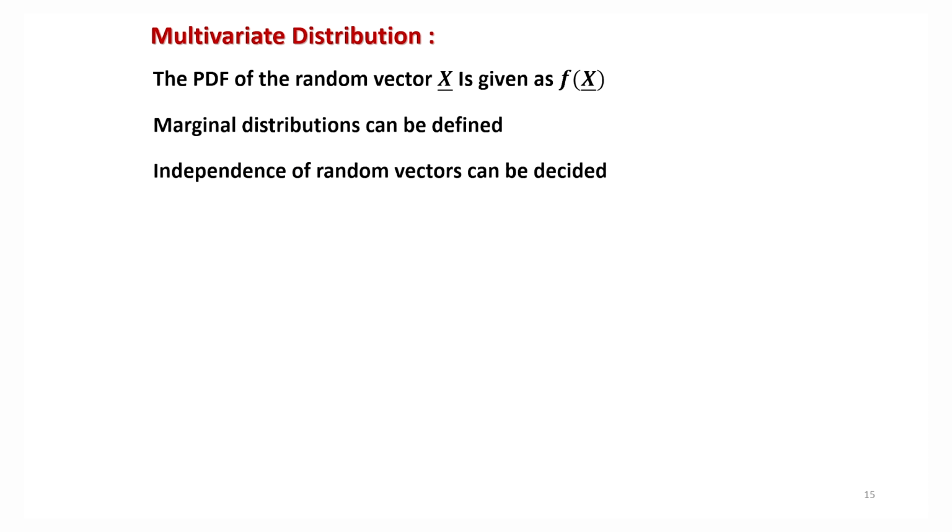Right. So in general we will denote the PDF of the random vector x like this. And similarly, we can define the marginal distribution, and independence of the random vectors can be decided. But anyway, we will handle it when we consider a multivariate normal density function. Right, so now we come to the end of this lecture. Now you can see what we have done in this lecture.